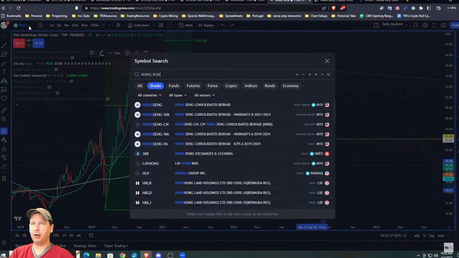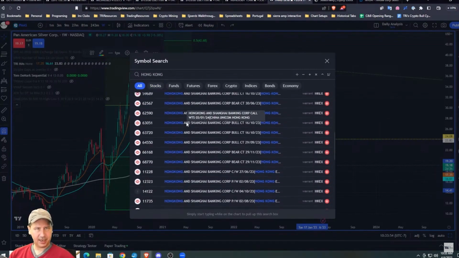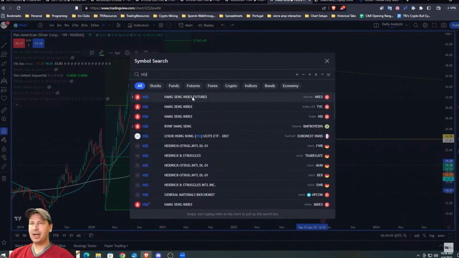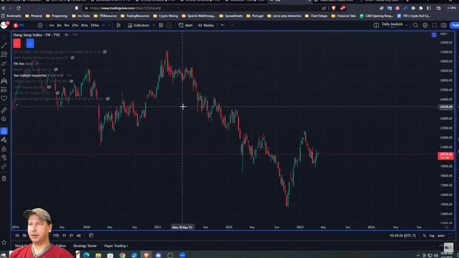Let's go look at Hong Kong. Ticker HSI, Hang Seng Index Futures. Is Hang Seng Hong Kong? I didn't think Hang Seng was Hong Kong. There is HSI there, Hang Seng Index. Let's go with the TradingView chart.